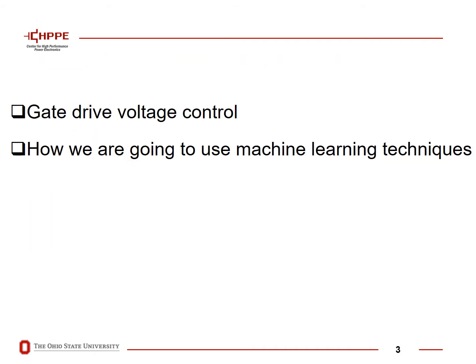If we want to control the current in parallel chips, we will need to have separate gate drive circuits for individual chips. Now talk about what features we need for the gate drive circuits first. Then talk about how we plan to apply machine learning algorithms to our study.